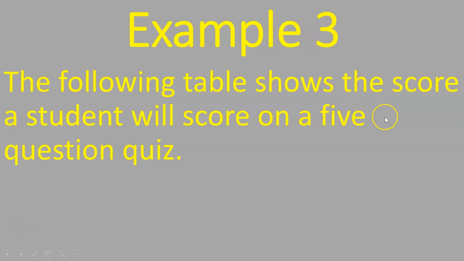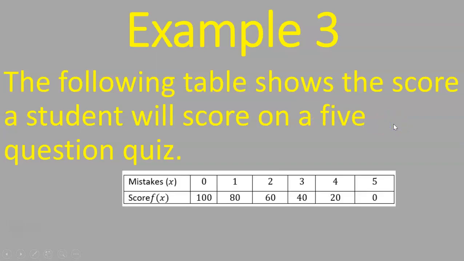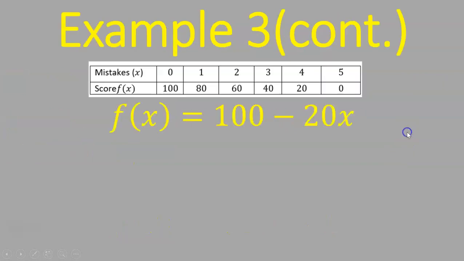Okay, a third example. The following table shows the score a student will score on a 5-question quiz. Okay, so the mistakes made and the score. Okay, so for this particular one, again, our f of x is 100 minus 20x. Now this one's a little tricky. We're not going to graph it.